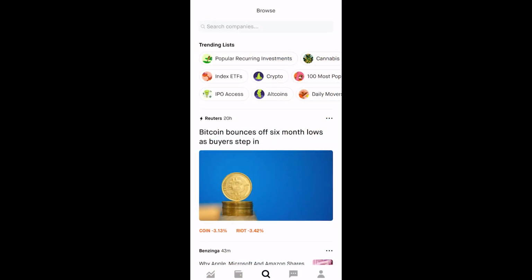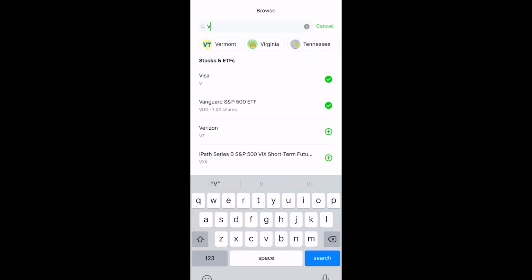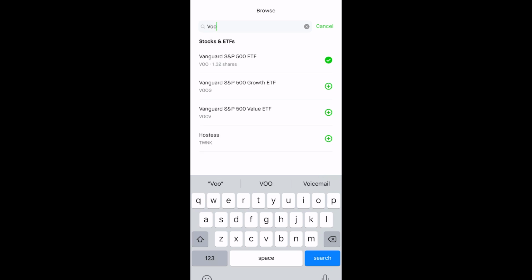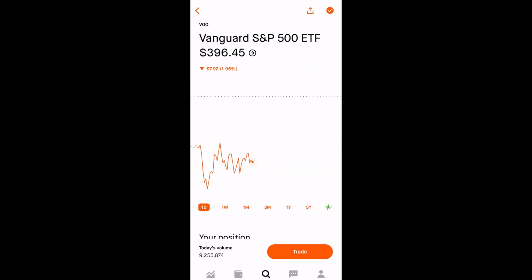Okay, so the first thing we need to do is just look up a specific ETF. So just click the search icon on the bottom here, and we are going to look for VOO, which happens to be Vanguard's S&P 500 index, because this has some really good numbers that we can look at.